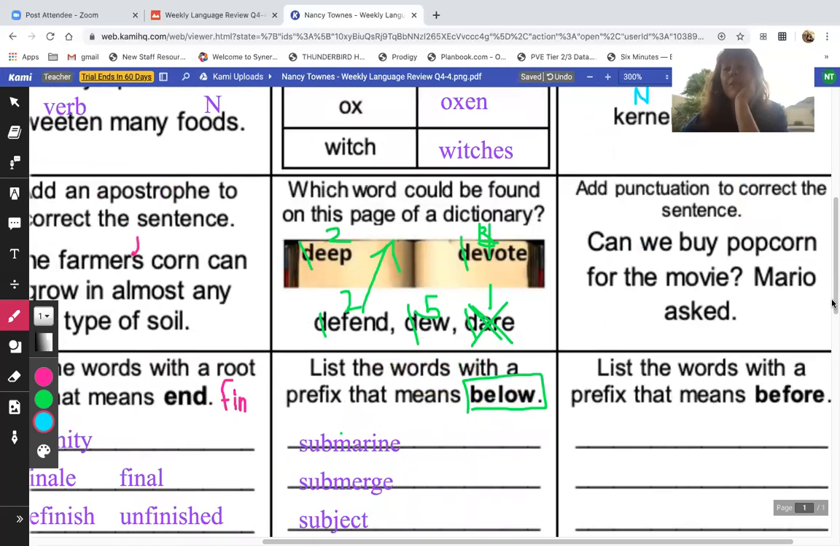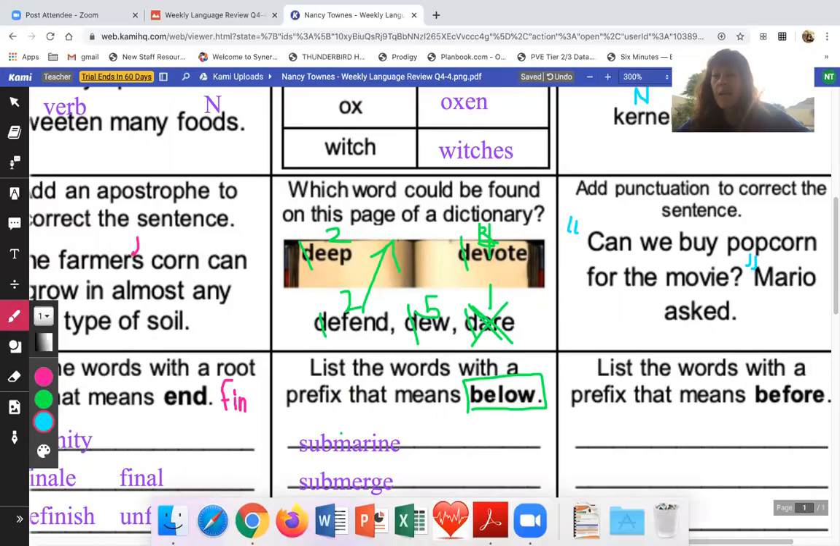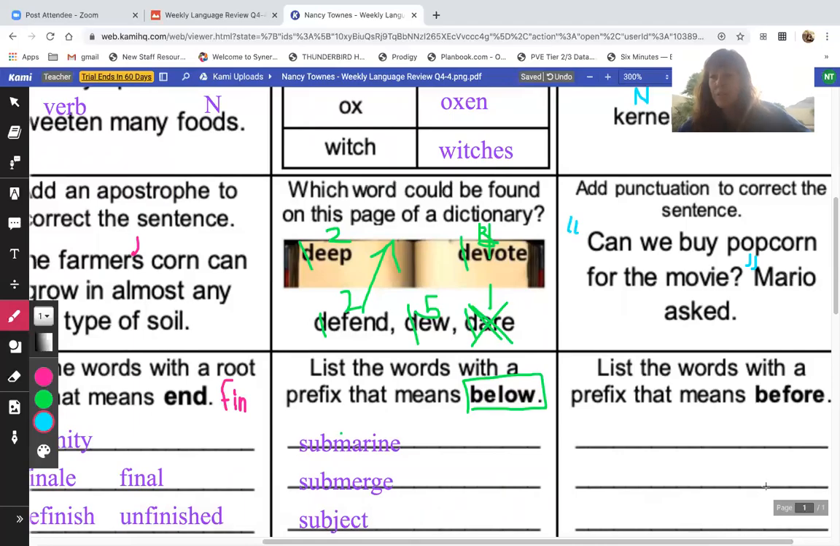Add punctuation to correct the sentence. Can we buy popcorn for the movie? Mario asked. Looks like Mario is talking. And you know when someone's talking, we put quotation marks around whatever they say. So that goes at the front, and then the quotation marks are going to go after the question mark. Okay, so whatever he said and the punctuation is going to go inside quotation marks.